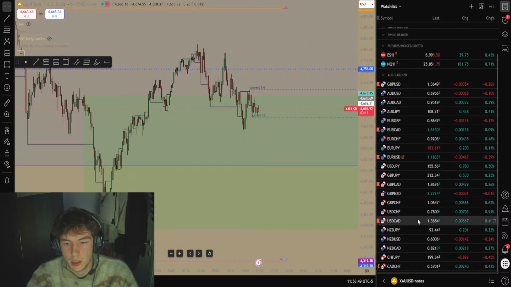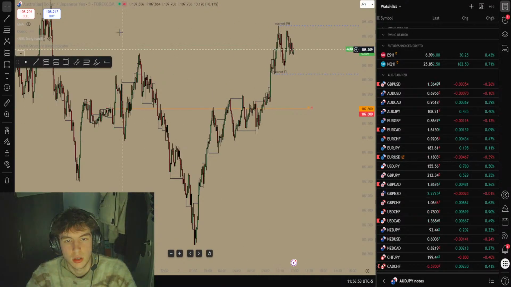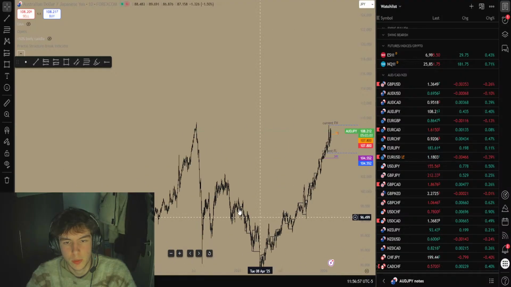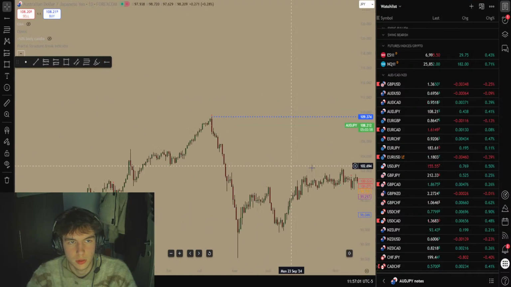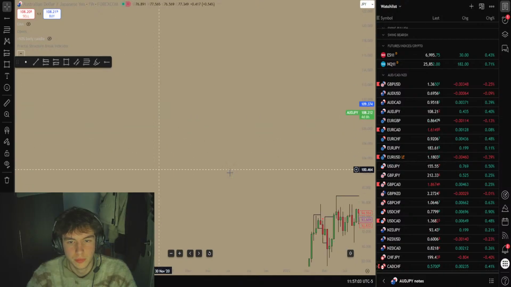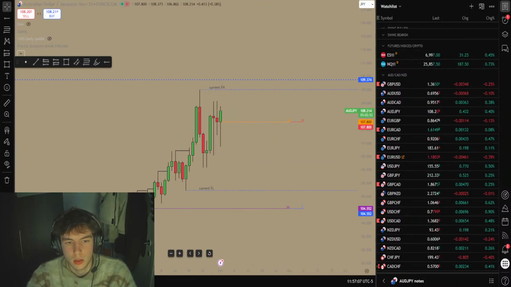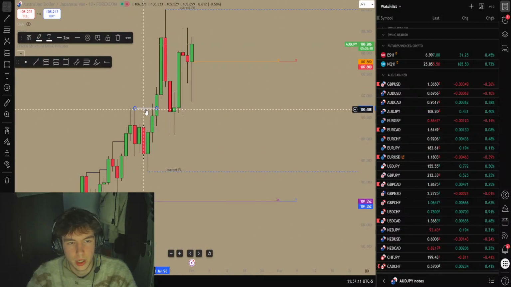UD JPY. I don't have it here, but interesting. This is a very bullish pair, and we can obviously see our target is this high on the weekly time frame. All right, this is obviously our target. Let's look at the daily here. Break of structure.